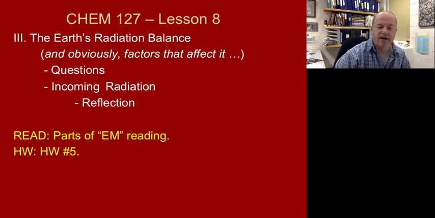Hey again, everybody. Welcome here to Lesson 8 of Chem 127. This is the turning point in the course where we leave the fundamental chemistry and physics and earth science behind, and we begin to apply the tools in that toolbox to understanding the climate system. And if you're hearing this from the standpoint of a physical chemist, that means understanding the radiation balance.